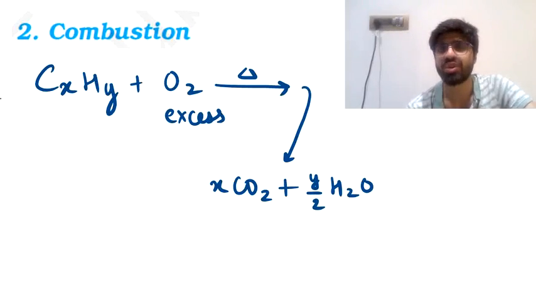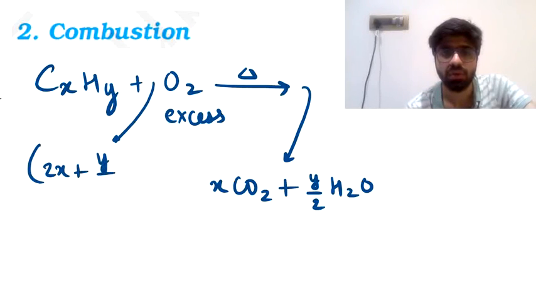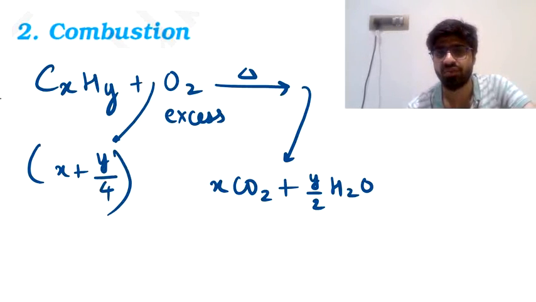Now calculate the number of oxygen atoms on the right. The number of oxygen atoms are 2x plus y by 2. So we can write the coefficient here as 2x plus y by 2. But this is already O2, so the coefficient needs to be half of this. So we will have 2x divided by 2, which is simply x, and y by 2 upon 2, which will be y by 4. So the coefficient of O2 will be y by 4.